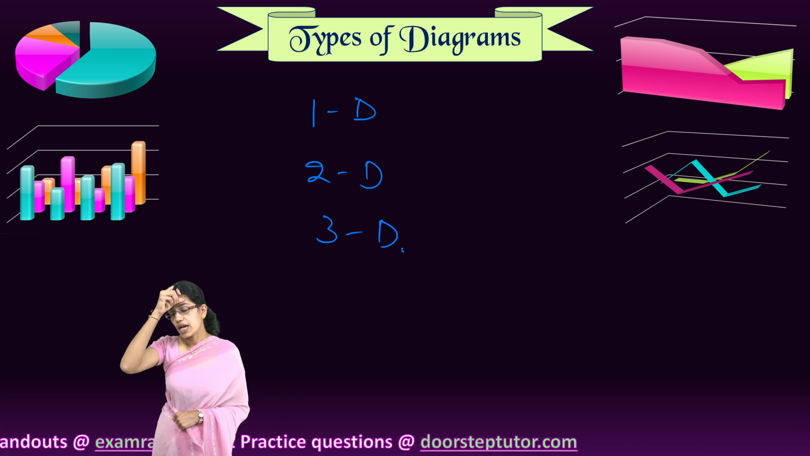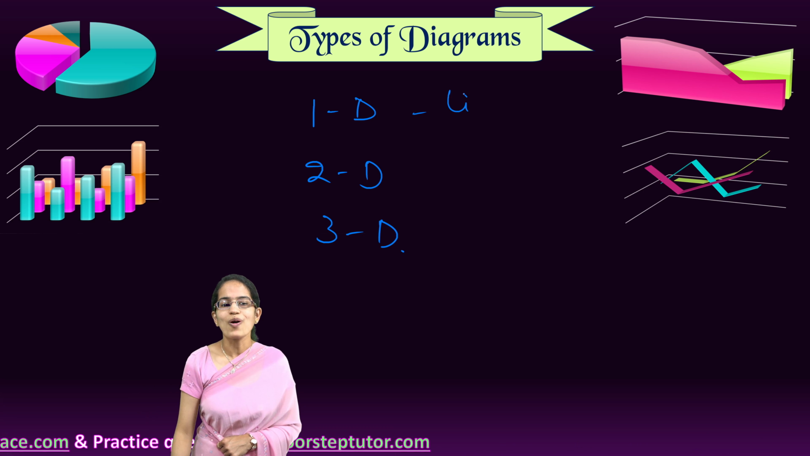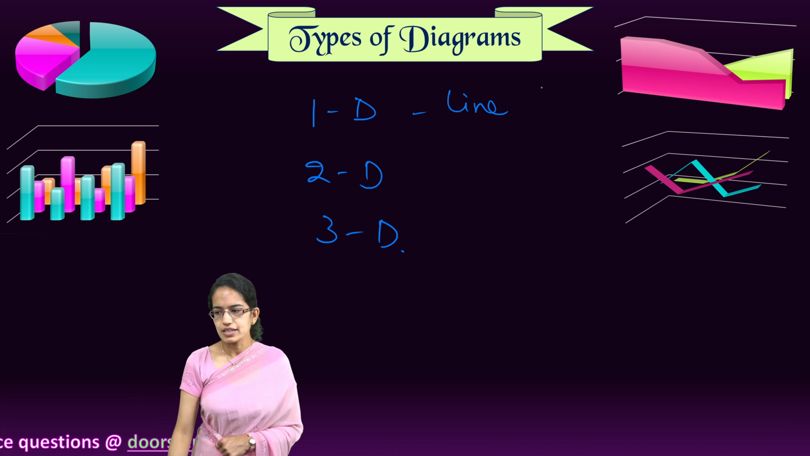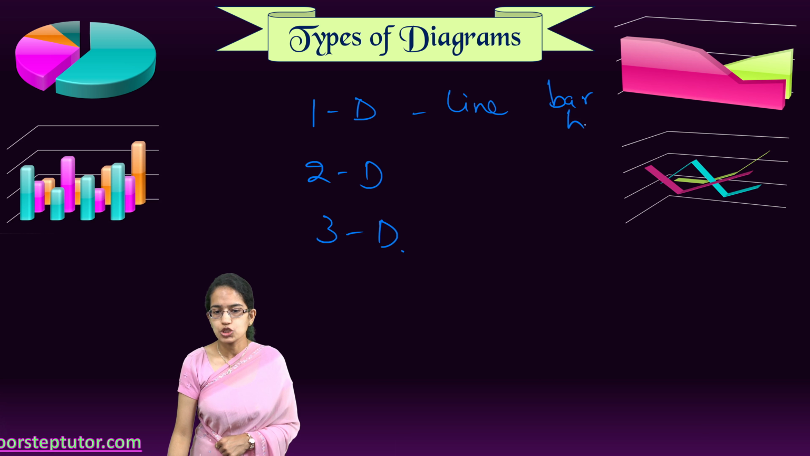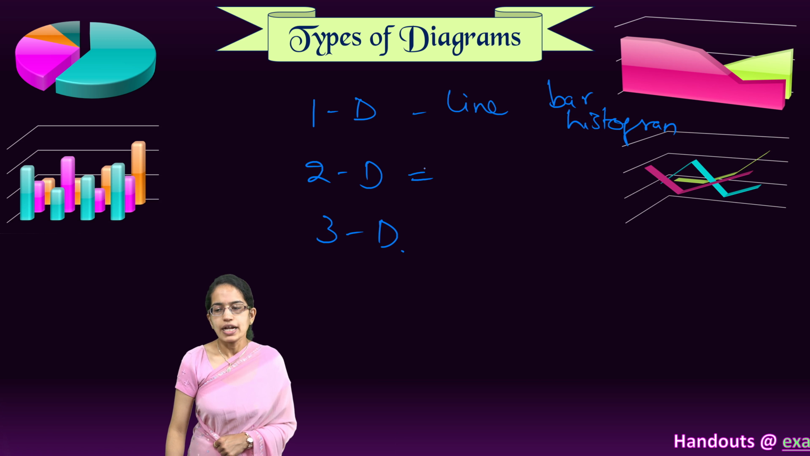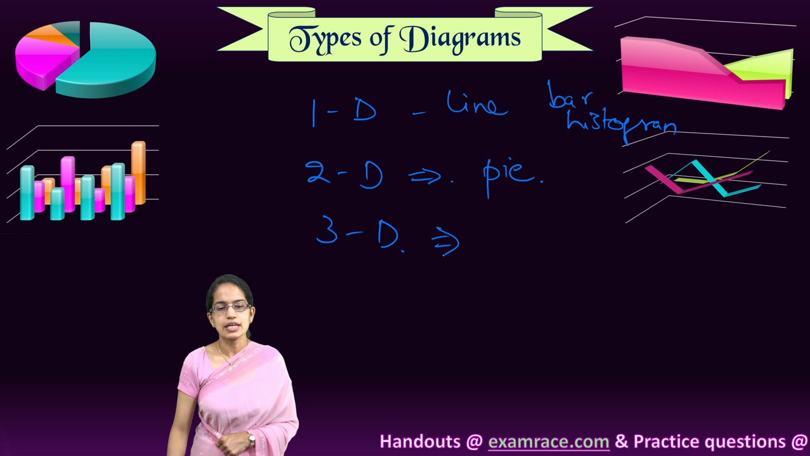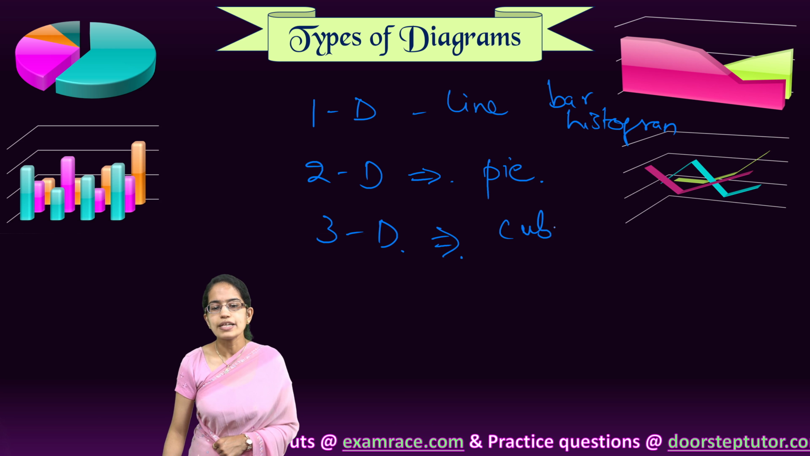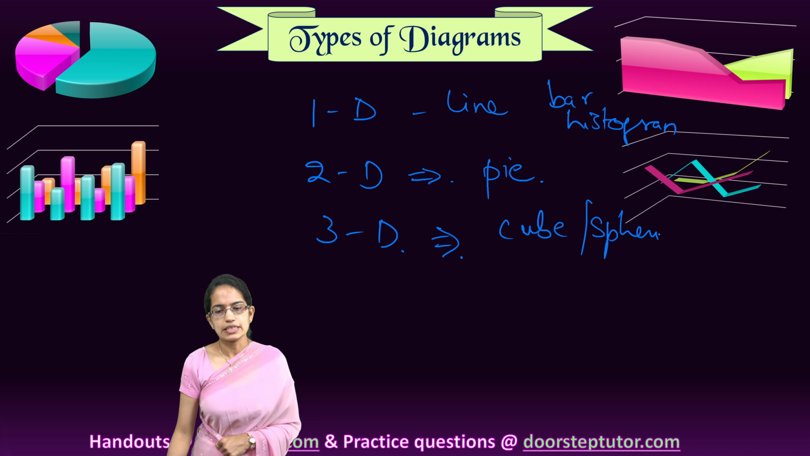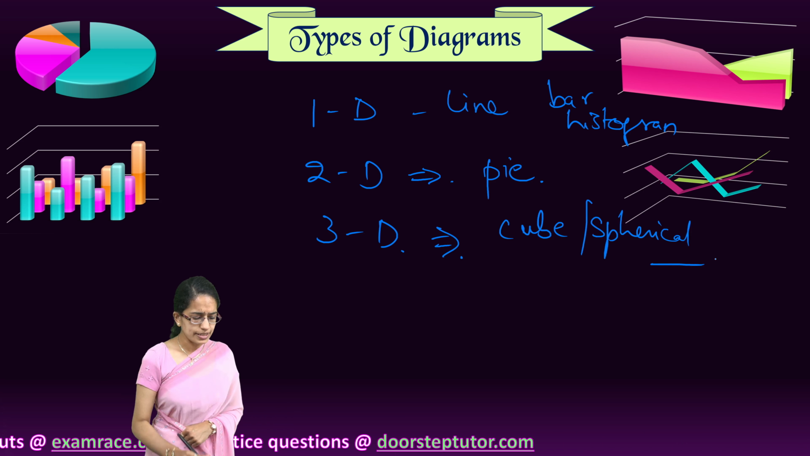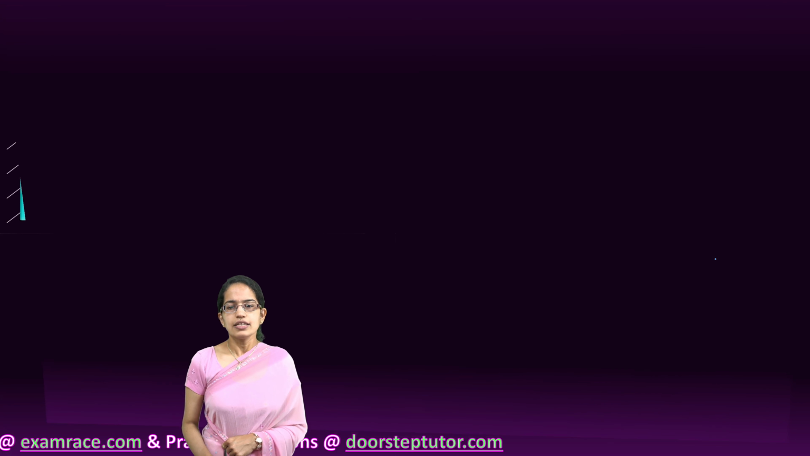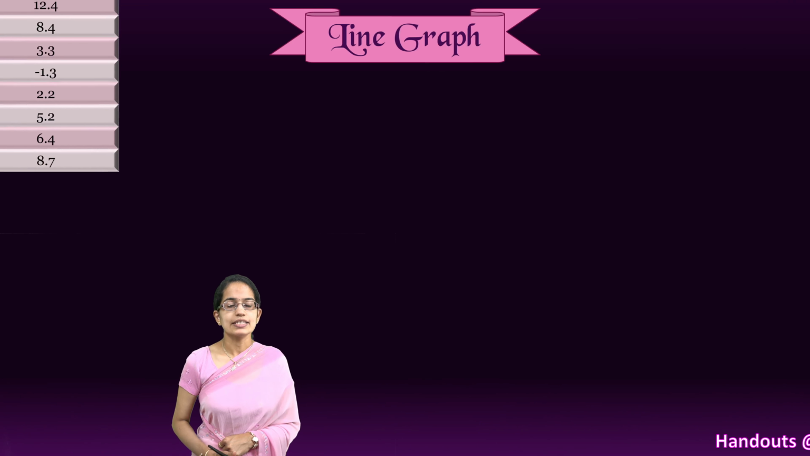One-dimensional diagrams are simple diagrams in the form of line graph. They could be in the form of bar graph, histograms. Those are common examples of one-dimensional. Under two-dimensional, we usually have the pie diagrams, and under three-dimensional, cube and sphere are the common cases that are seen. But for now, we would understand the very basic one, and that is the line graph.